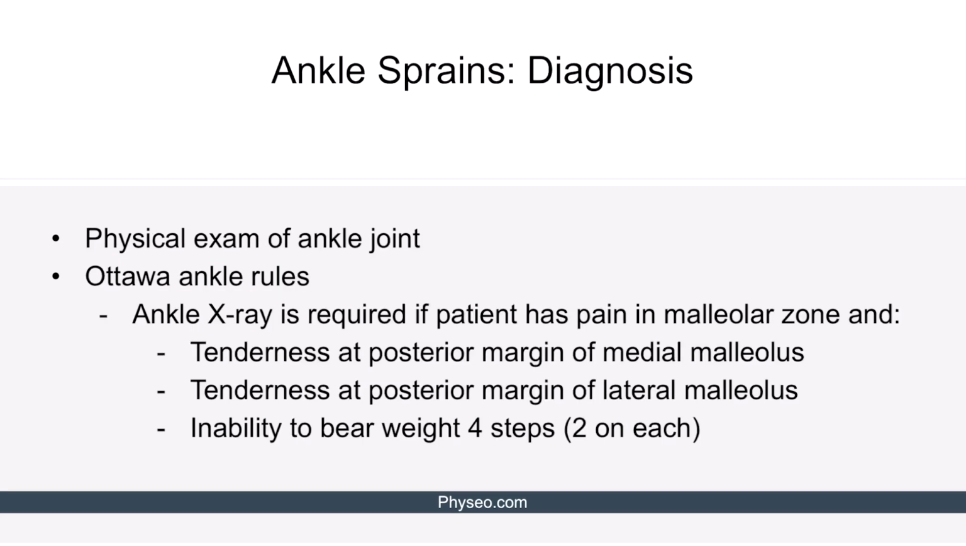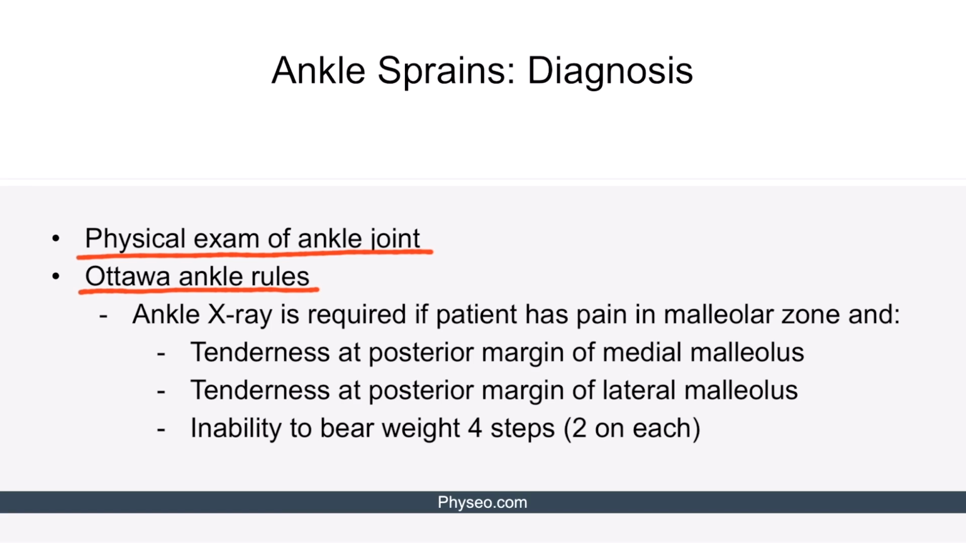Diagnosis of an ankle sprain starts with a physical exam of the ankle joint. Let's briefly talk about Ottawa ankle rules for suspected ankle fractures, which should be on your differential diagnosis in a patient who comes in with ankle sprain. An ankle X-ray is only required if the patient has pain in the malleolar zone and tenderness at the posterior margin of either the medial or lateral malleolus.